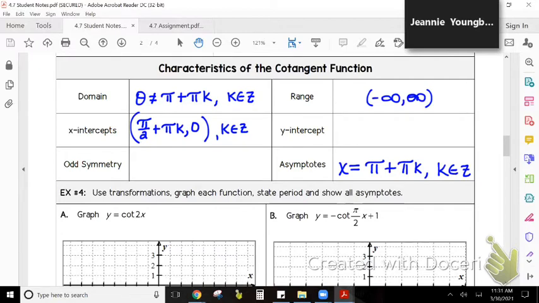Where's my y-intercept? None. Okay, there's not one. Why not? Because it's a little dotted line. There's an asymptote there. Very good. Again, it's got odd symmetry, so that means it's symmetric to the origin.